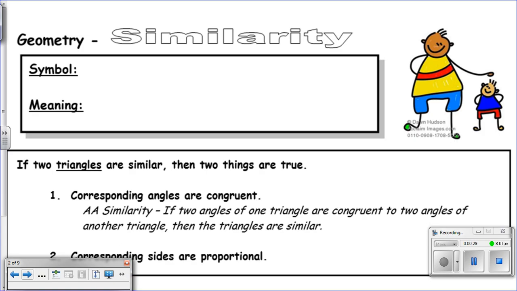So first things first, you have to know what the symbol is. That's our symbol for similarity. You probably recognize it because it's also a part of our congruent symbol. Our congruent symbol means same shape, and this means equal in size. So if you're looking at just the symbol for similarity, all that means is that we have the same shape.